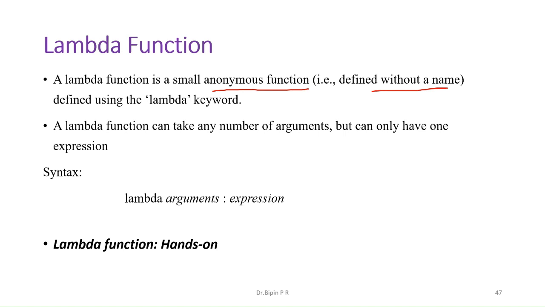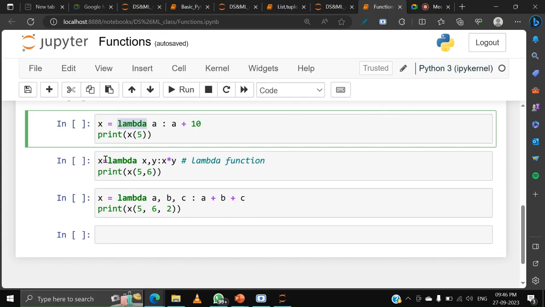Like we have seen in list comprehension, here too, we can have lambda function. It is defined using the lambda keyword. This is the way: lambda, then arguments, colon, then expression. Lambda function can take any number of arguments but can only have one expression. So we will see what that is. This is the lambda function.